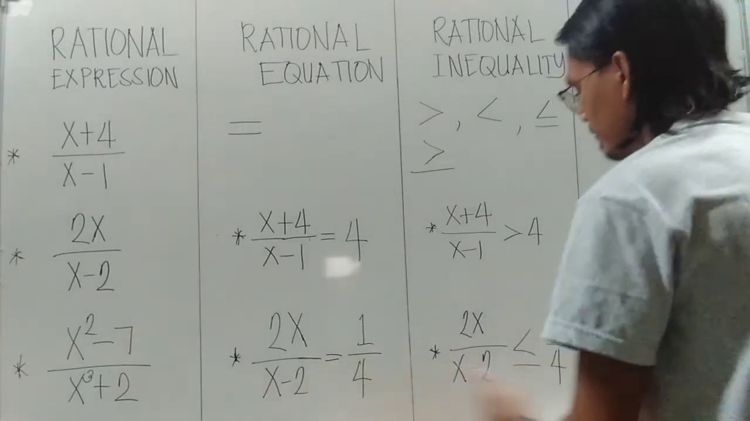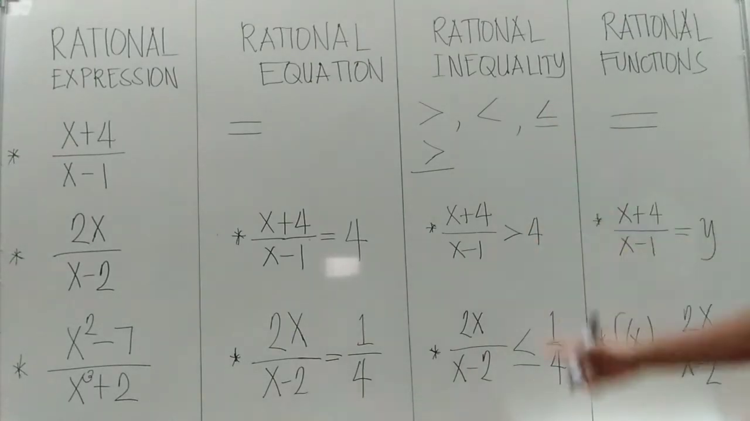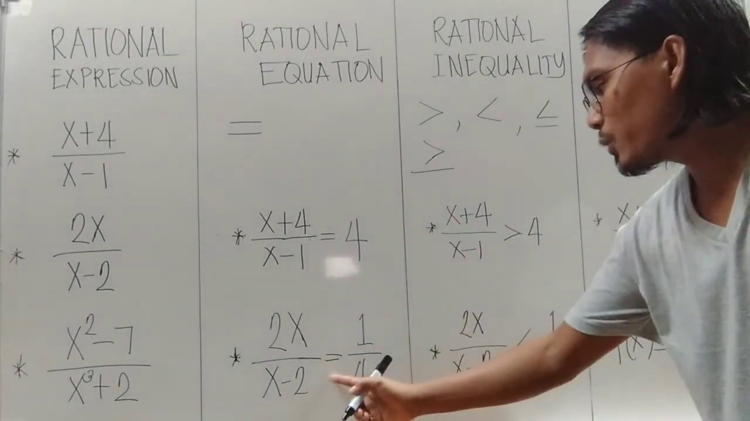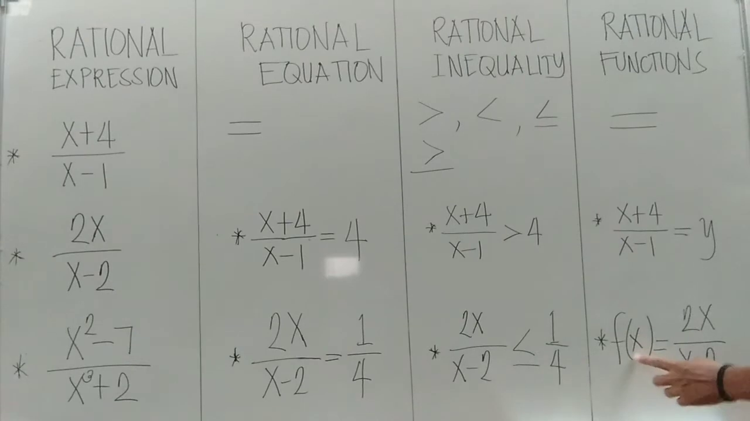Again, the symbol is equal or less than or equal to, while on our equation, we are using the equal symbol. For our rational function, on our lessons, we are using this basic form of function. We have f of x. So instead of y, just like here in the first example, we will be using f of x. So f of x equals 2x over x minus 2.